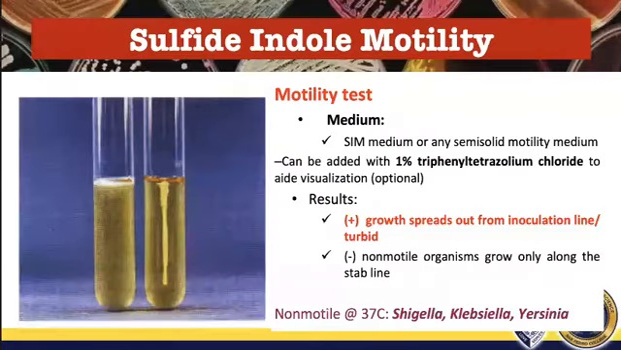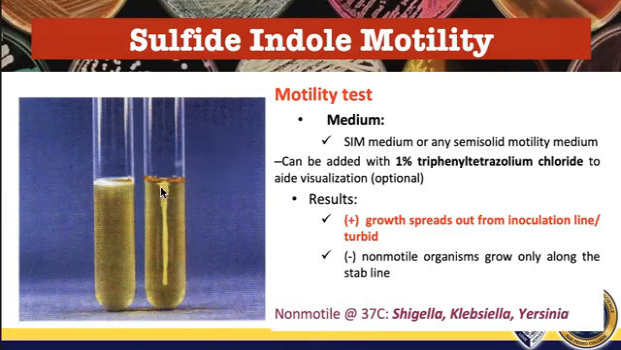Then, of course, you have the motility test, which we perform on SIM. SIM is a culture medium that can be used to determine three factors: sulfide production, indole production, and motility. It is a semi-solid medium, which is perfect for determining if the organism is motile. What we observe is the spread of growth from the point of inoculation.